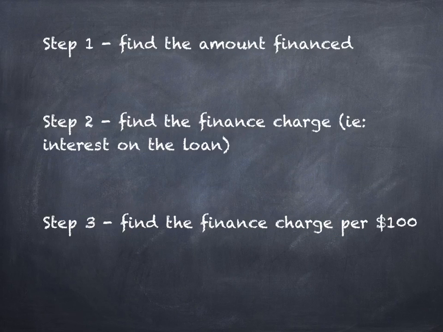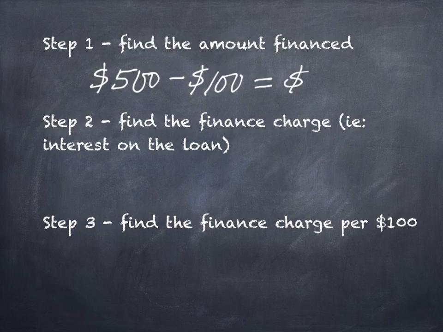How much did they finance? Somebody said 400. It's 400. Where'd you get 400? This is the dishwasher. The dishwasher cost 500, and they paid 100. It's okay. I know I'm flying through this. We got a $400 amount financed. And then we want to find the finance charge.